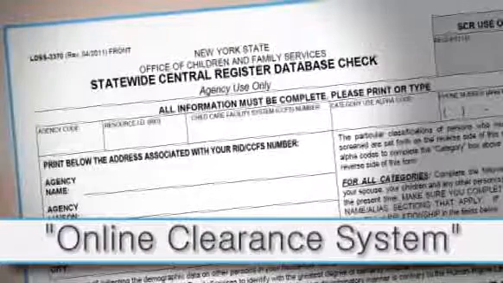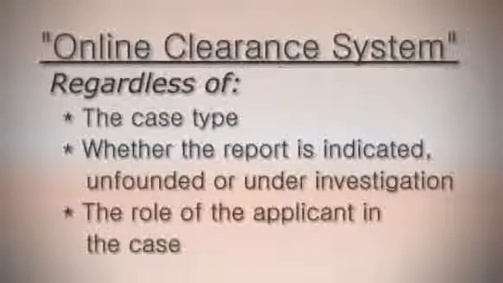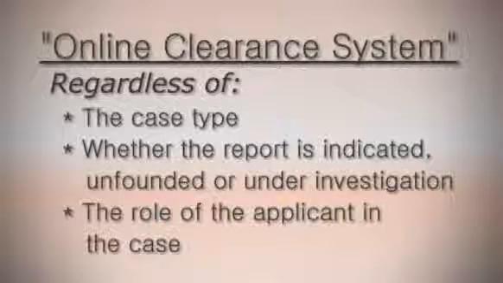Once you find a match on the database, you must send the information on the LDSS 3370 to the SCR using the online clearance system, regardless of the case type, whether the report is indicated, unfounded, or under investigation, and the role of the applicant or person being checked in the case. It is the SCR's responsibility to do a second-level review to determine if the person is a hit. You cannot assume the person is a hit or a no-hit for the purposes of employment, certification, or approval until you receive an automated do or do not response letter from the SCR.